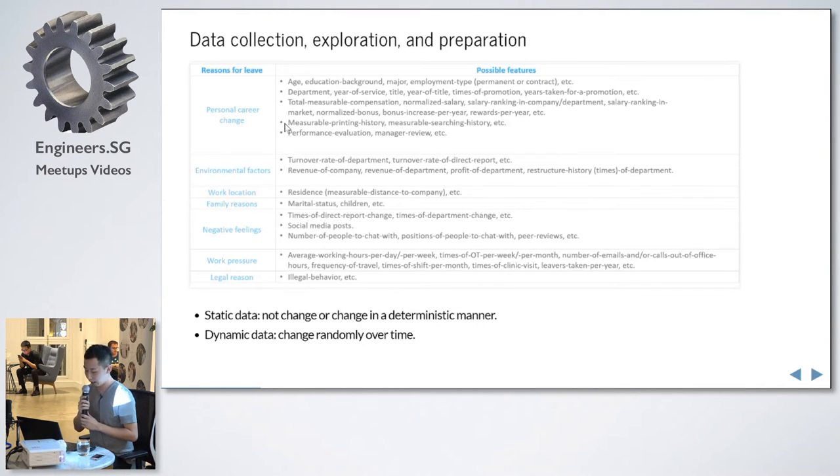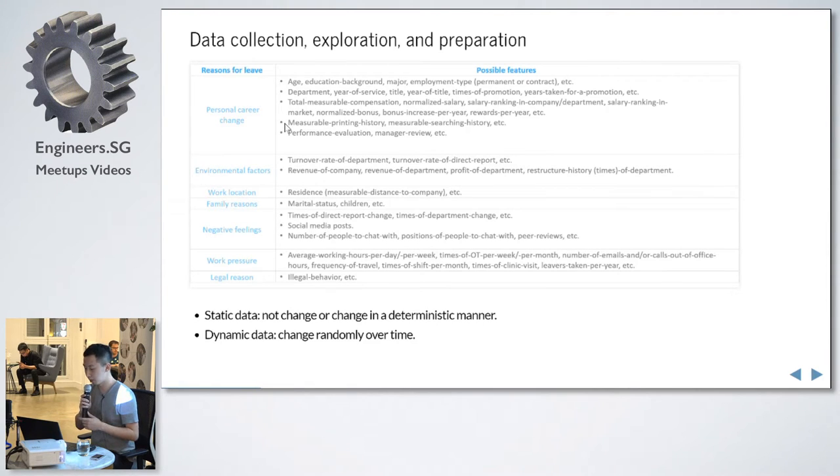And we can actually put the data into two groups. The first one is the static data, which means that the data actually don't change or just change in a deterministic way. For example, the age. Every year it will change, but just increments, right? And name will never change. Or maybe gender, right? It doesn't change at all.